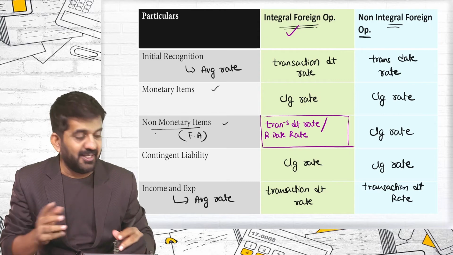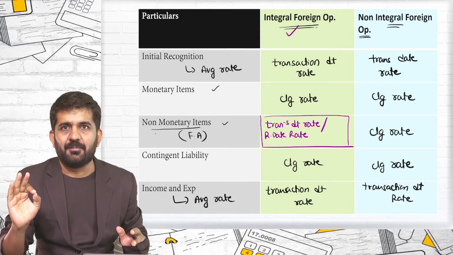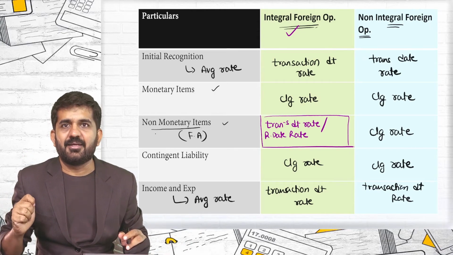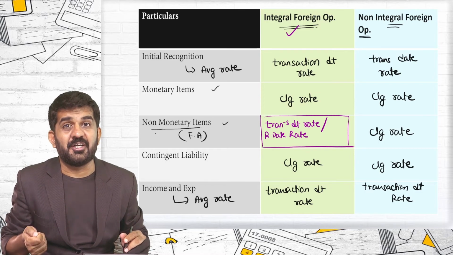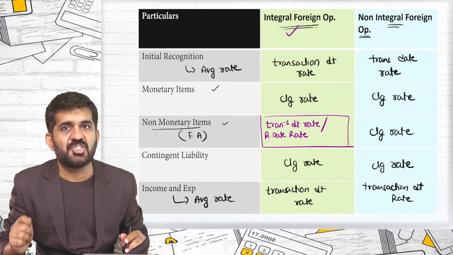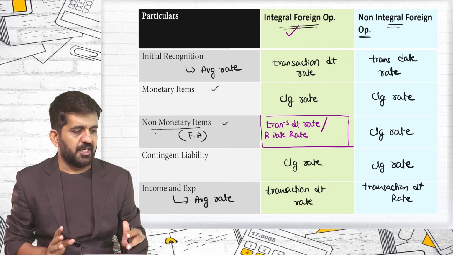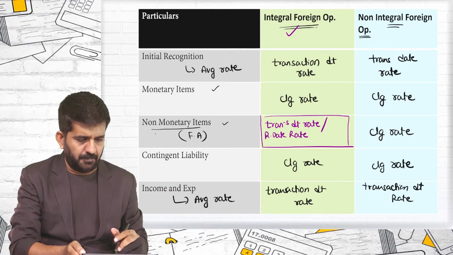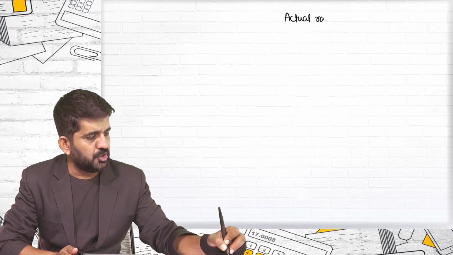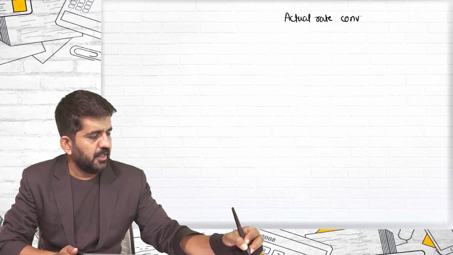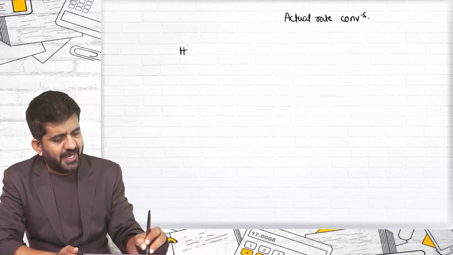Why are we learning all this? There is only one important point: in integral foreign operations, non-monetary items are valued at the transaction date rate instead of the closing rate. Otherwise, the points are simple. We need to understand that actual rate conversion is used in some points, like the HO account.